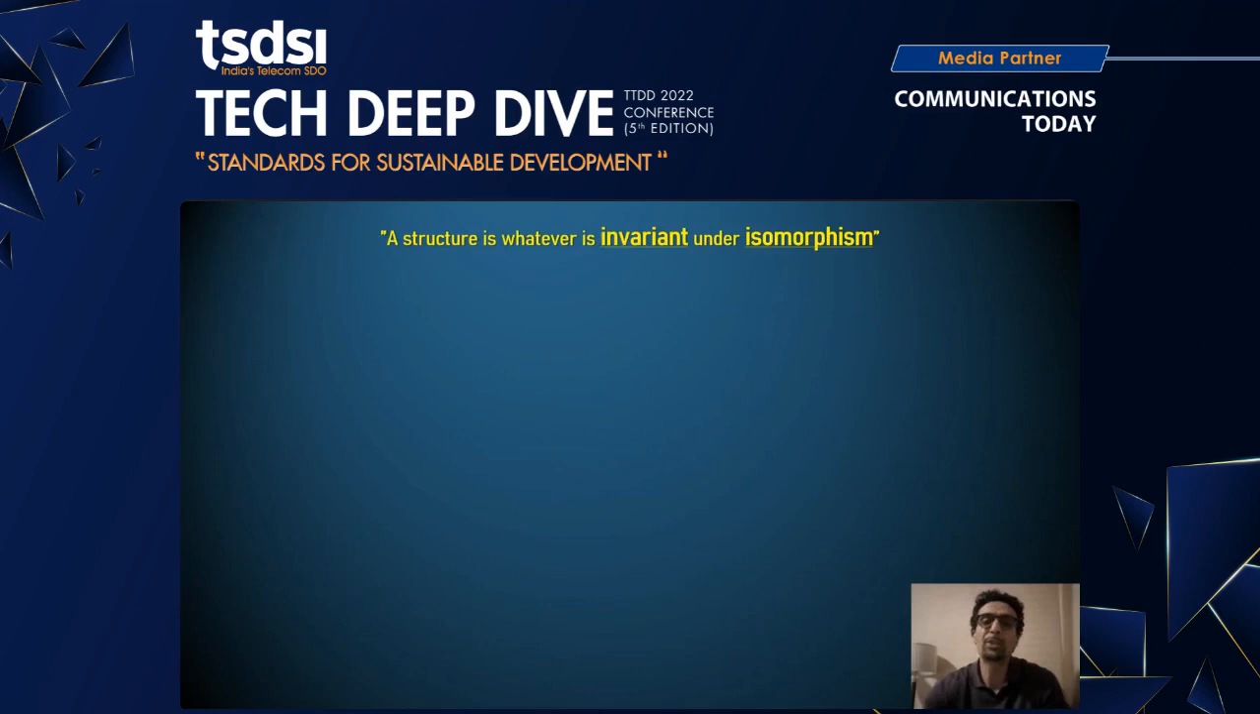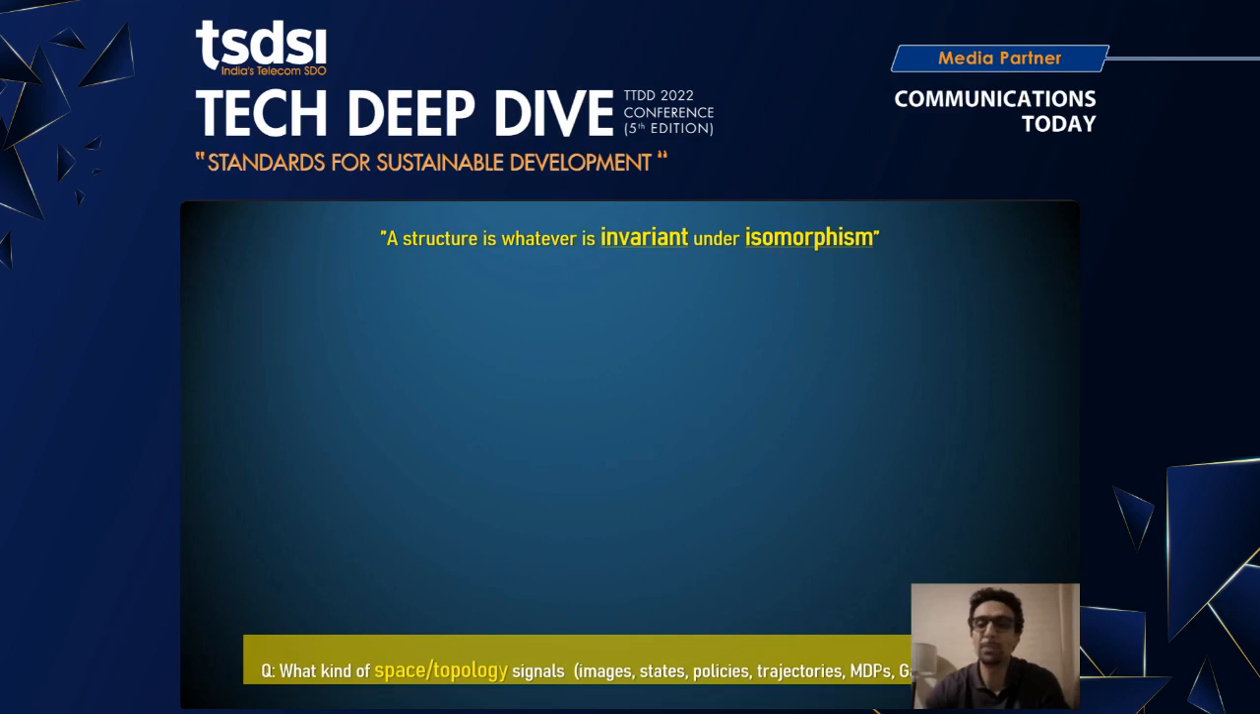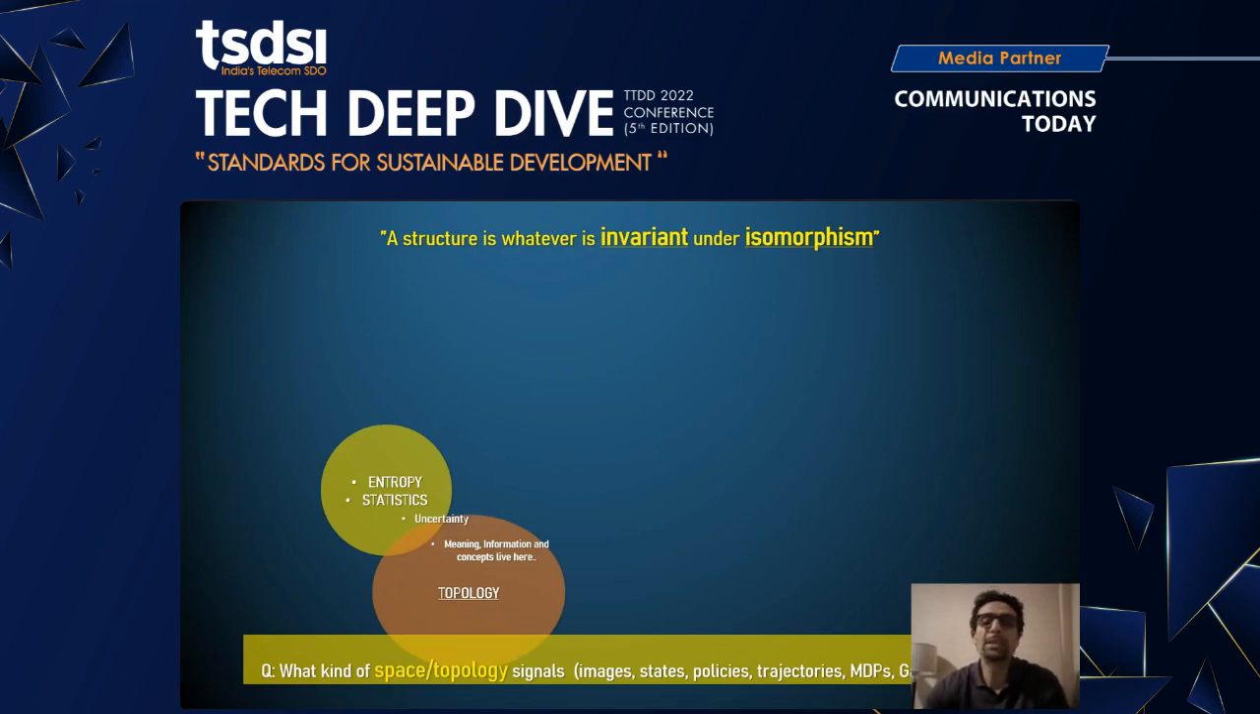So what do we really mean by structure? Structure essentially is whatever remains invariant under isomorphism. This is why typically the question that we should always ask when tackling a problem is what kind of topological space my signal lives in. The signal here could be an image, state, a policy, Markov decision process, and from there on, of course, we have to deal with statistics and modeling the uncertainty of our data distribution, but what we really need to bring into the picture is the notion of topology. So again, what kind of topological space characterizes my data? As opposed to learning in the data space, we need to be able to learn in the topological space. This is essentially where the meaning, the semantics, live.